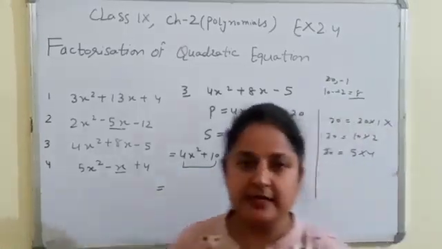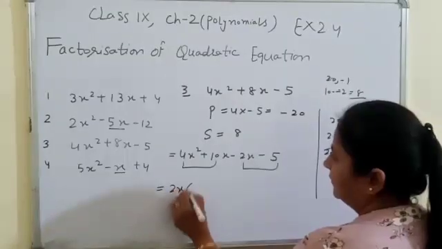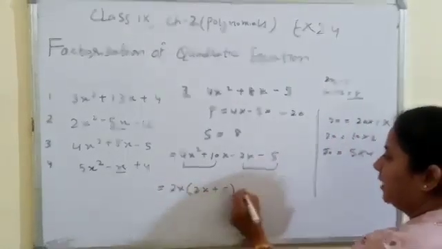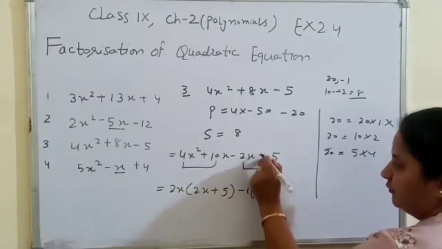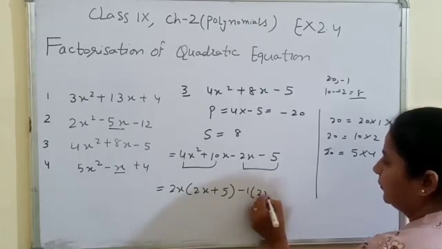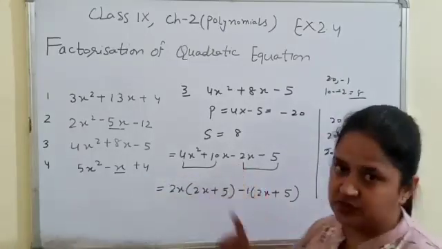4 and 10, we can take 2 common, 2 is common for both. X, 2x plus 5. From the next two terms we can take minus 1 common here. So for the fourth term, the sign should be changed. It will be converted into the positive sign. You have to take care of this.